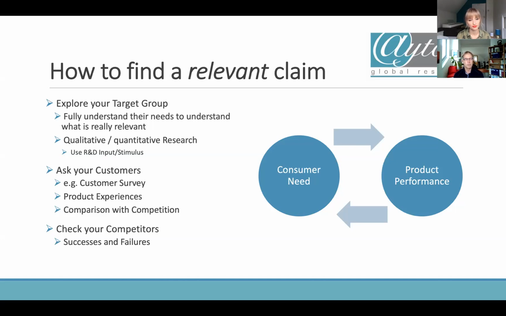You can also ask your customers. It's a very simple way to do a customer survey about their experiences with the product, or let them compare with competition to understand where you perform and how you perform. And finally, very simple, which I assume you all do, is check your competitors and check successes and failures. Just see what's been published. Failures is often a bit more difficult, because nobody really wants to talk about their failures, so they are often not so clearly published. But anyway, use all kinds of sources out there in the market. Go out and really understand the needs to develop a relevant claim. That's why I say a relevant claim.